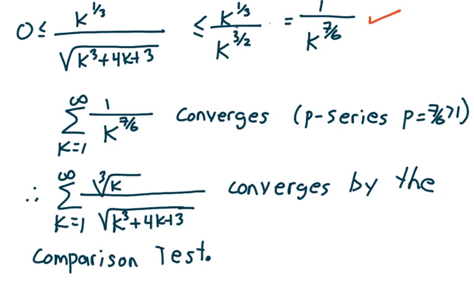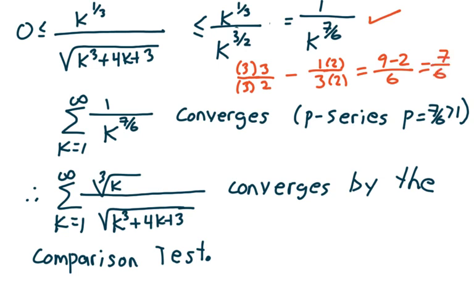And don't get hung up there. If I take 3 over 2 and I subtract 1 over 3, I'm going to multiply over here by 3 on top and bottom, and over here I'm going to multiply top and bottom by 2. And so this is 9 minus 2 divided by 6, which is 7/6. And so this is the summation from k equal 1 to infinity of 1 over k to the 7/6 that I care about. That series will converge by the p-series test. p is equal to 7/6, which is greater than 1.